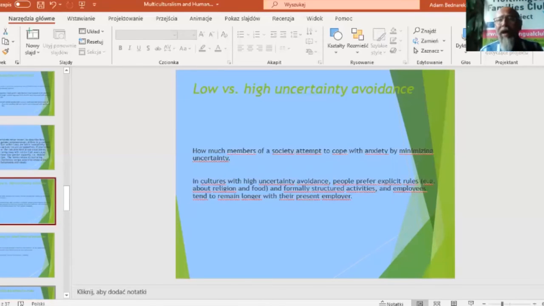Then we have low versus high uncertainty avoidance. So how members of society attempt to cope with anxiety and minimize uncertainty, right? In cultures with high uncertainty avoidance, people prefer explicit rules about religion, food, and formally structured activities. Employees tend to remain longer with their present employer, right? So you build a certain expectation that you want to achieve in life, and you reach that point and you stay there. It's the status quo. These are the cultures, and these are the people and individuals, who don't like change.